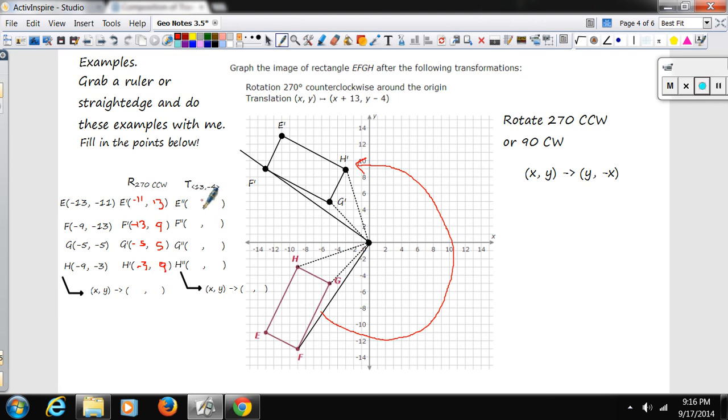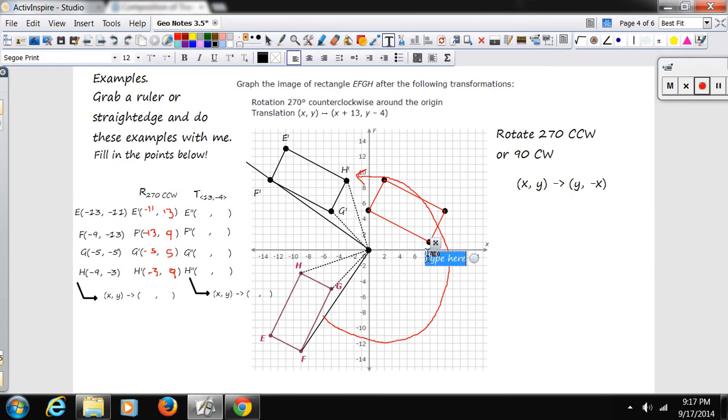Okay, so now we want to do a translation: 13 units to the right and 4 down. So that's going to go here. 13 over, 4 down. Okay, so G double prime will be up here.